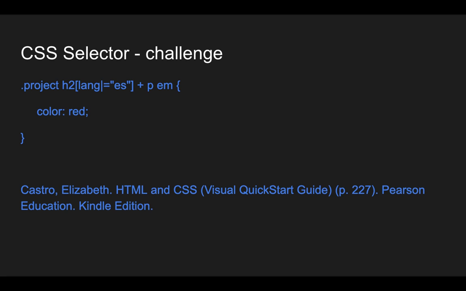right? That is inside an H2 tag, which has an attribute of lang, which has to equal Spanish, which is inside some class called project. Does that make sense? So you can actually control down to the very specific what you want your styles to be on a page. I don't know where you would want to do that, but you can do that. Okay, and that's it.